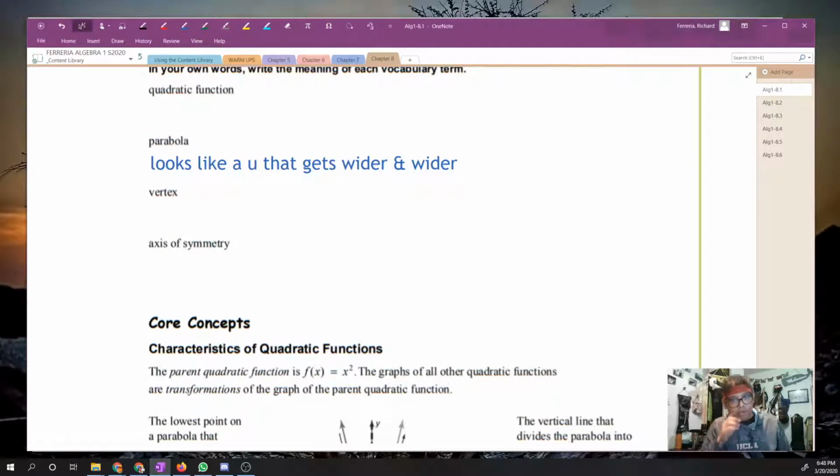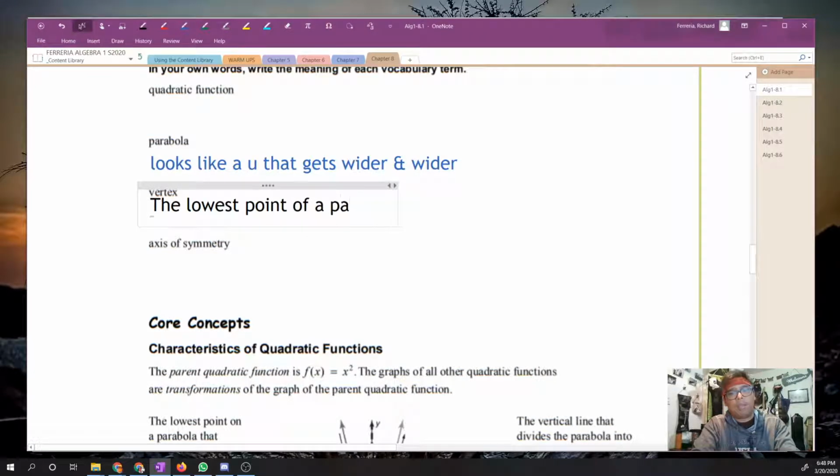So remember, when you draw your parabolas, the parabolas keep on getting wider. They don't just stop getting wider and all of a sudden they have sides that go straight up and down, okay? The vertex is the lowest point of a parabola that opens up.